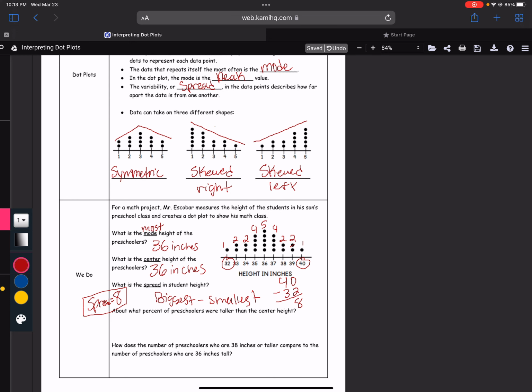Now we're going to look into this problem about what percentage of preschoolers were taller than the center height. So we're looking for the center height, which is up here, and which students were taller than 36 inches. So we have 37, 38, 39, and 40 inches. So we're going to go ahead and count those. 4, 5, 6, 7, 8, 9. So we have 9 preschoolers that are taller than 36 inches.